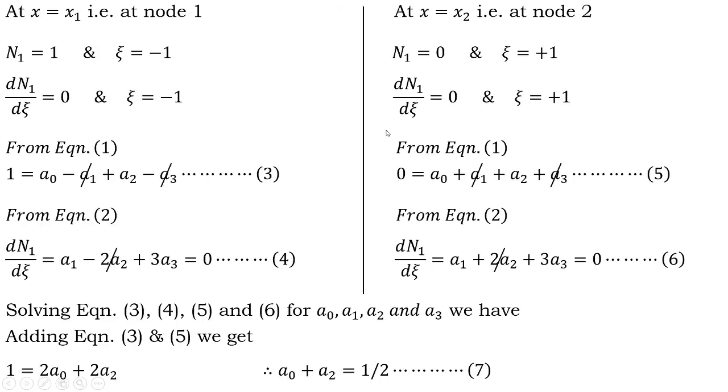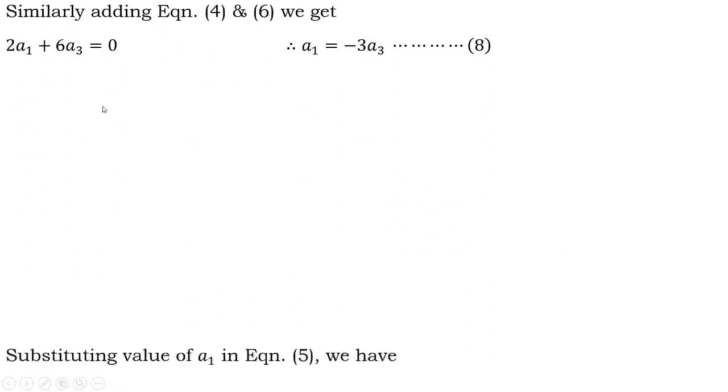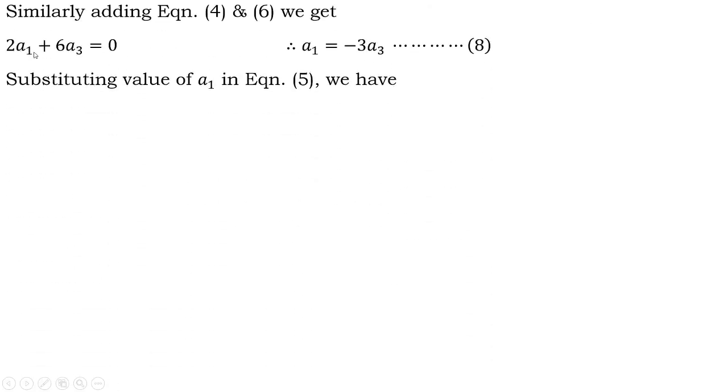Then similarly we need to add equation number 4 and 6. When I add equation number 4 and 6, the minus 2a2 and this plus 2a2 will get cancelled, left with a1 plus a1, it is 2a1, then 3a3 plus 3a3 will be 6a3, that will be equal to 0, because both sides I have 0, 0 plus 0 it is 0. So that is what I am getting here. So 2a1 plus 6a3 is equal to 0, therefore a1 is equal to minus 3a3. After taking common and sending to that side, a1 will be equal to minus 3a3.